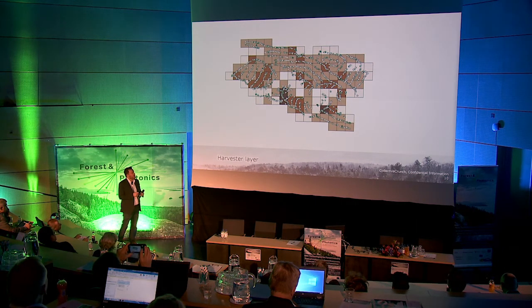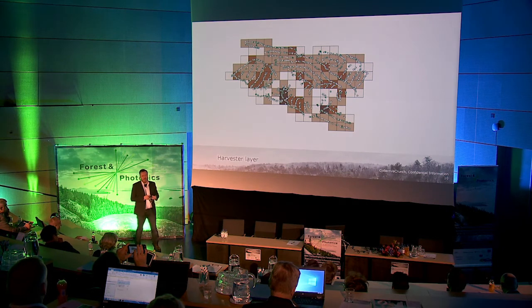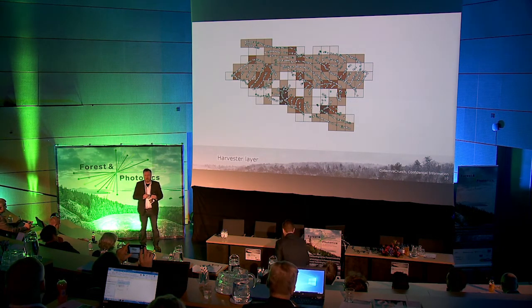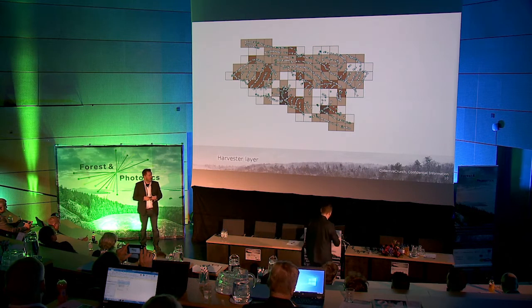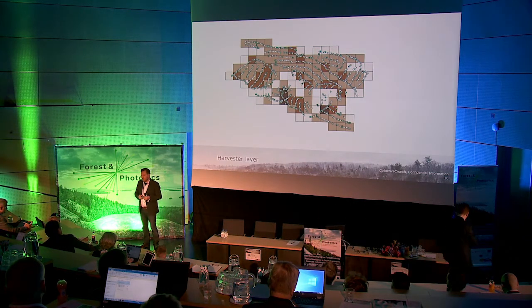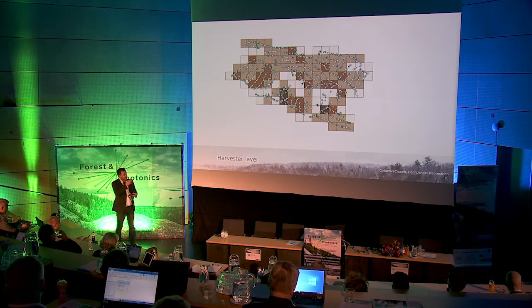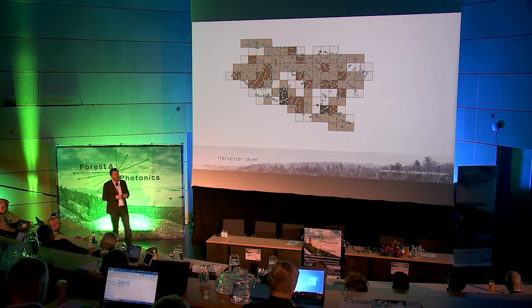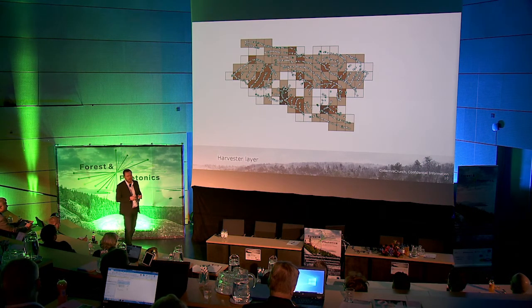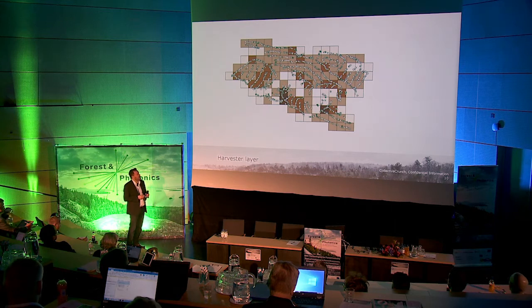Then we have harvester data. We saw the ground LiDAR data yesterday. We have a lot of data on the GPS positions. So here you're looking at an image from our system. Every single dot here is one tree that has been harvested. The darker the grid, the more volume, the more cubic meters came out of that grid.